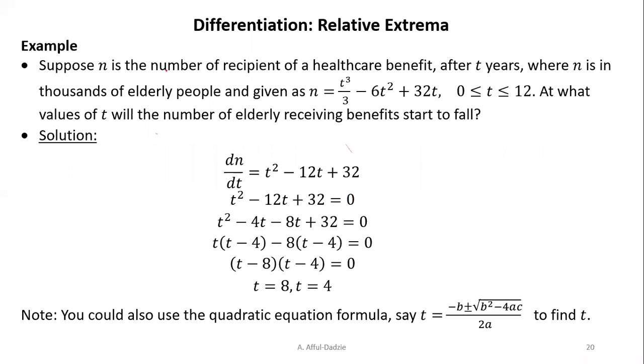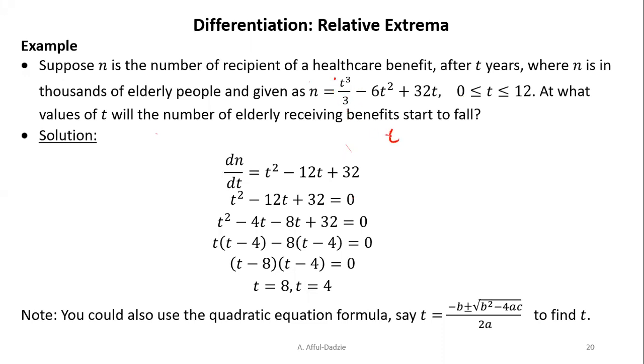All right, so suppose N is the number of recipients of health benefits, where N is in thousands of elderly people. We are supposed to evaluate over the closed interval 0 to 12. At what values of T will the number of elderly receiving benefits start to fall? So we are looking at the interval where we want to test whether it will be falling, given this range. So we have this expression here.